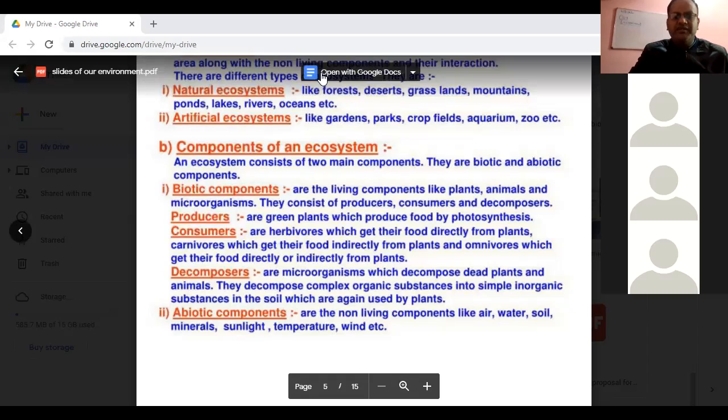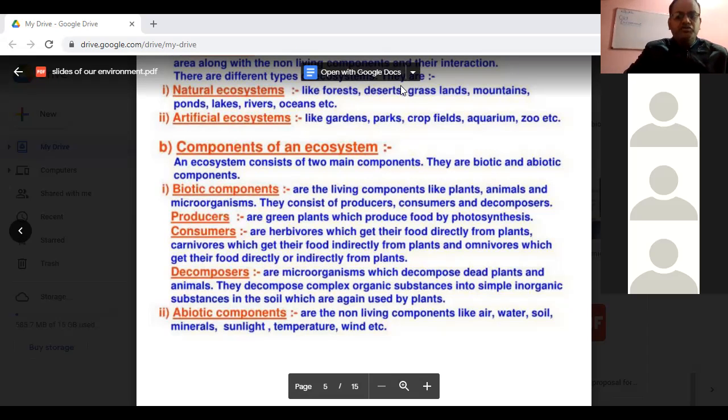Is it clear, or is anyone having any confusion in the biotic component? If you have, you can share in the chat box. Or else we will be proceeding with the abiotic components. Do you have any doubts? No. Okay, fine.